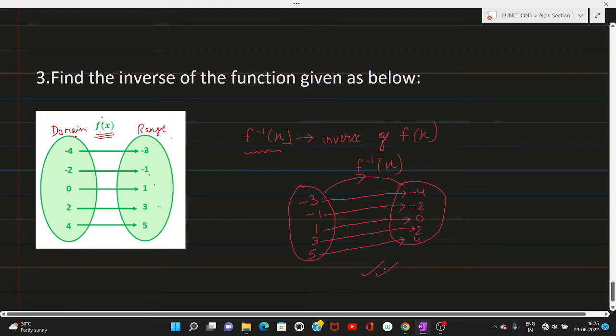Again I repeat, the inverse of a function is obtained by interchanging domain and range. Domain and range are interchanged to find the inverse of a function. Okay, now let's go to the next question.